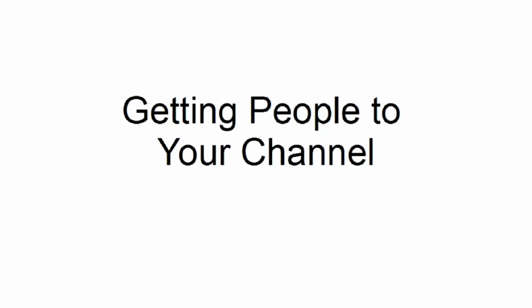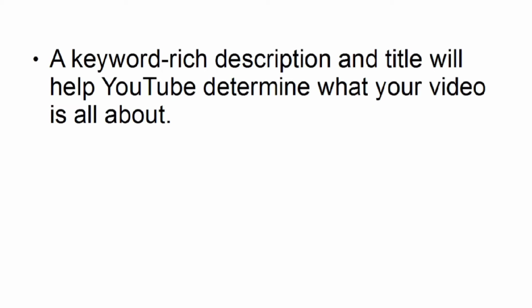If you can't get people to your channel, no one's going to see it, so there's not a lot of point. So how can you get a lot of people to your channel quite easily? Well, a keyword-rich description and title will help YouTube to determine what your video is all about. And so when people type in what they're searching for on YouTube, YouTube will go through, use the keywords, and pull yours out, and it'll come up either in the listing or in the suggested videos at the side.